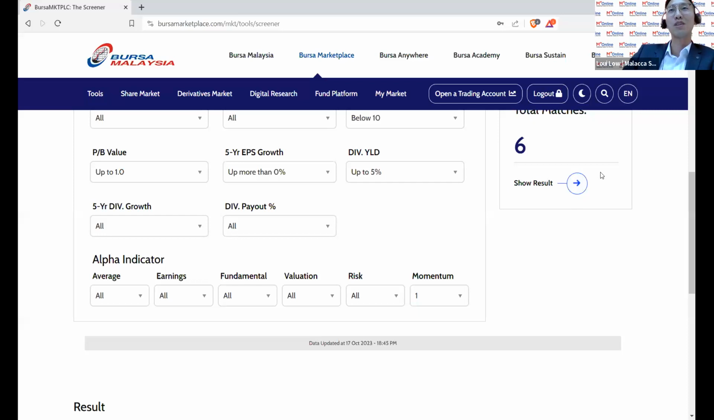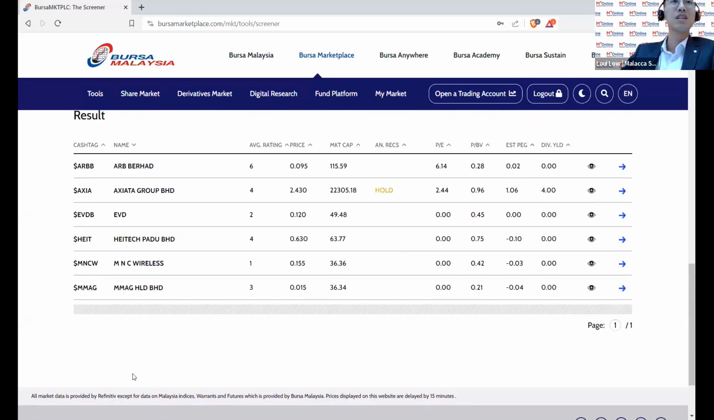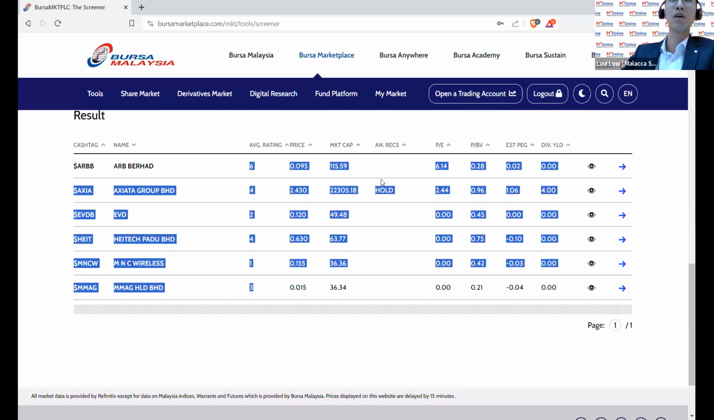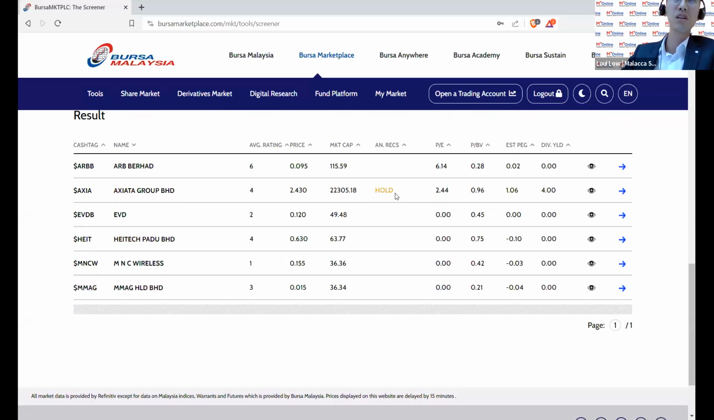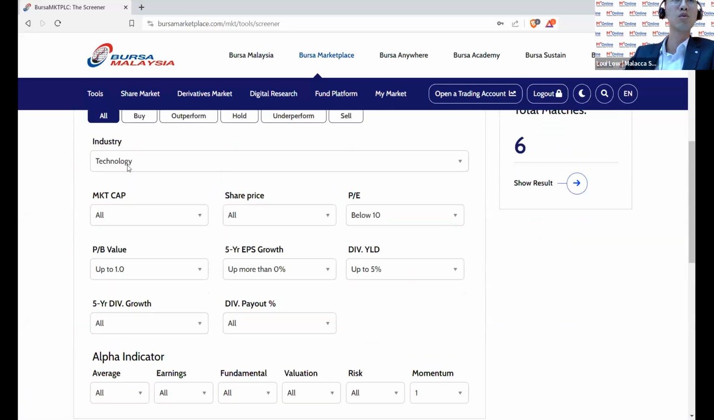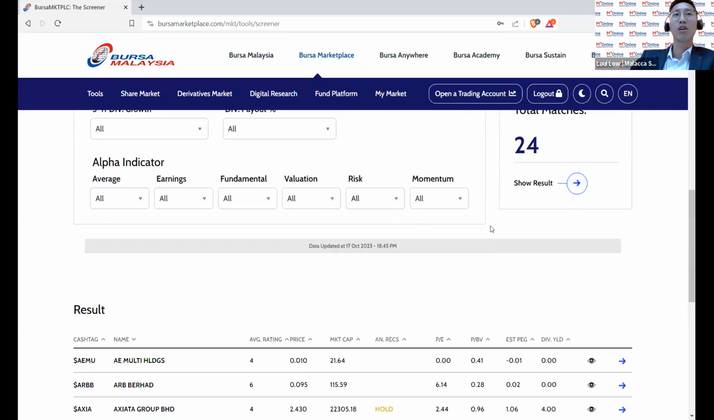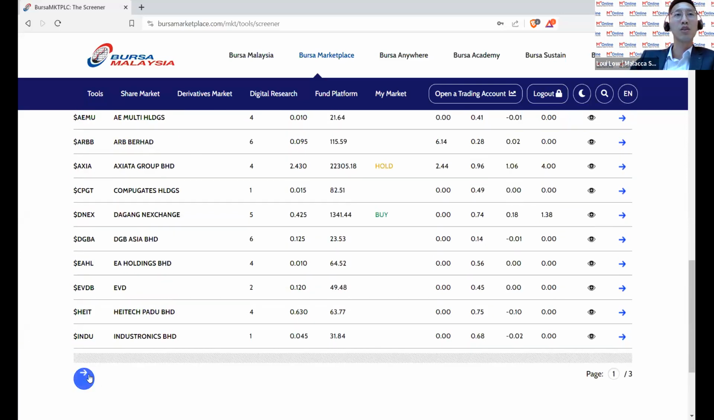Let's go under show result and see what we can get. Oh yeah, it's down here. So these are some of the companies out there. Average rating, I mean, not many people are covering them, so I don't think it's good. Axiata Group is here, but I don't think that is related to technology. It's more towards the telco side. So if we remove this stock that is under this, then you can go through it one by one.